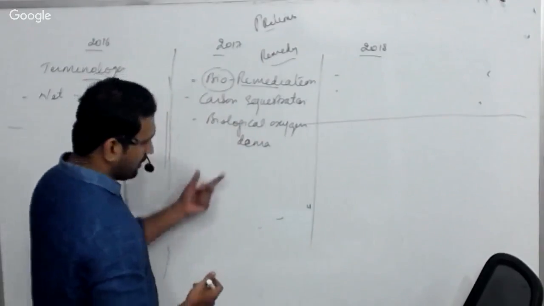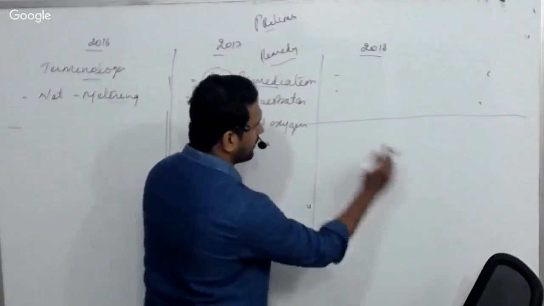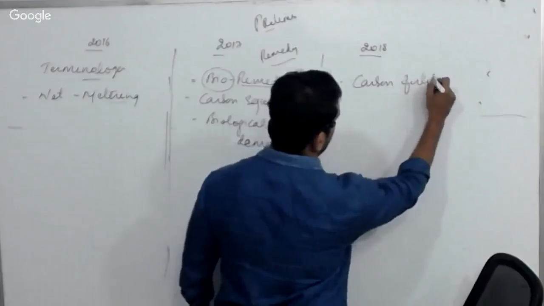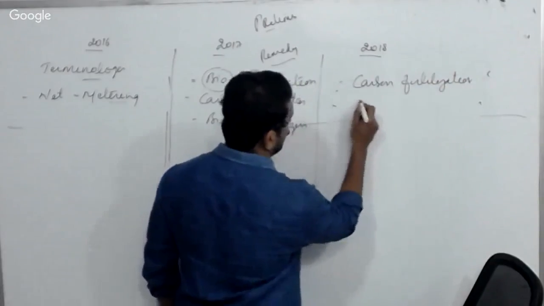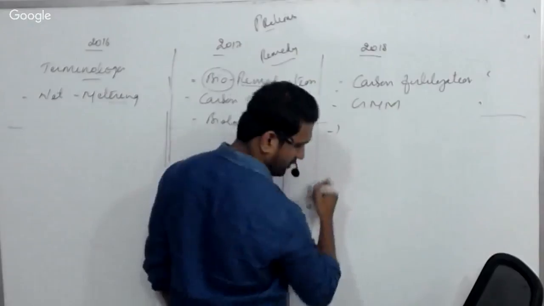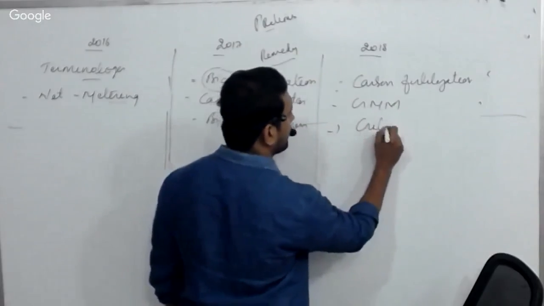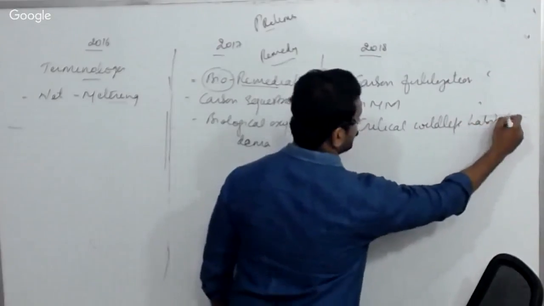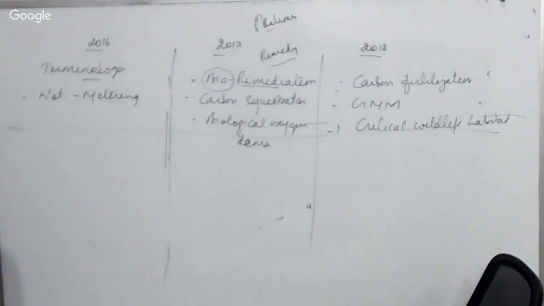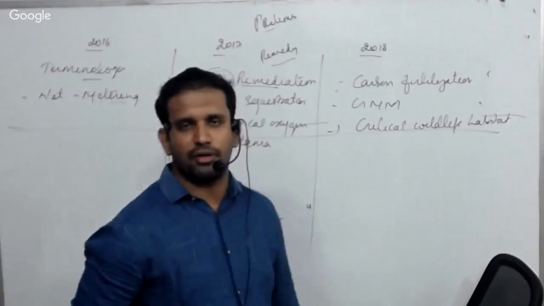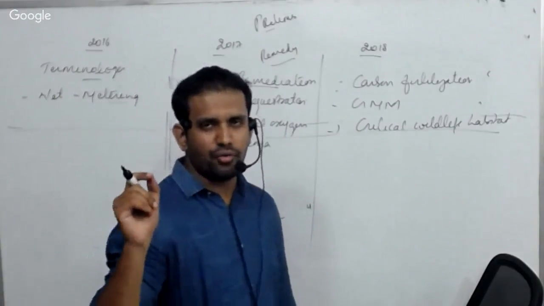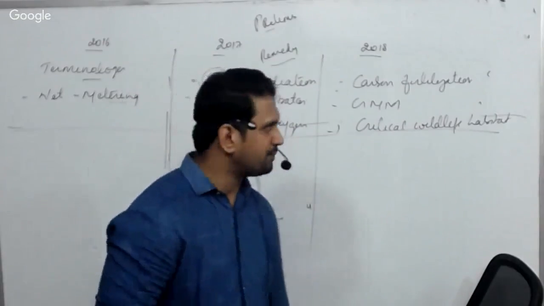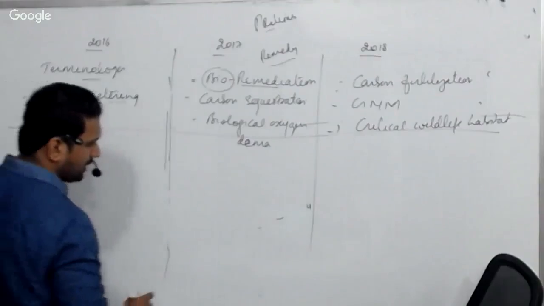Okay. Then here, again, they've asked some terminologies. Carbon fertilization, genetically modified mustard, critical wildlife habitat. So you got it. Every year you got a terminology. So you have to concentrate on the terminologies for sure.